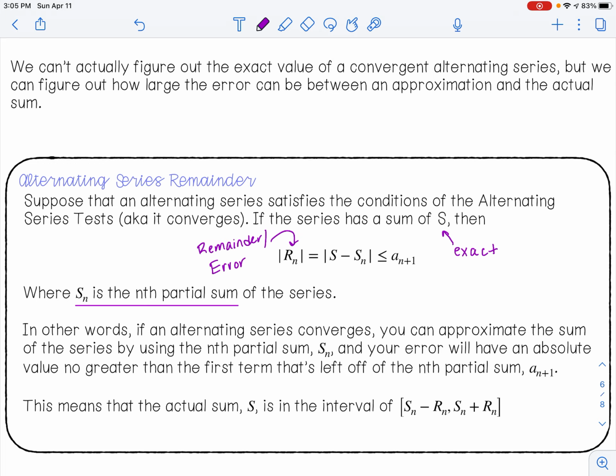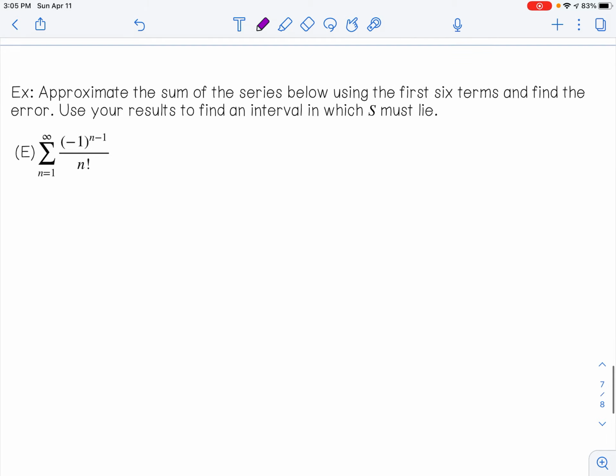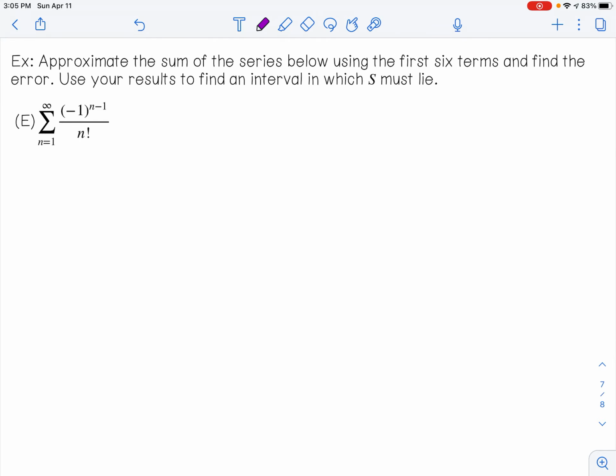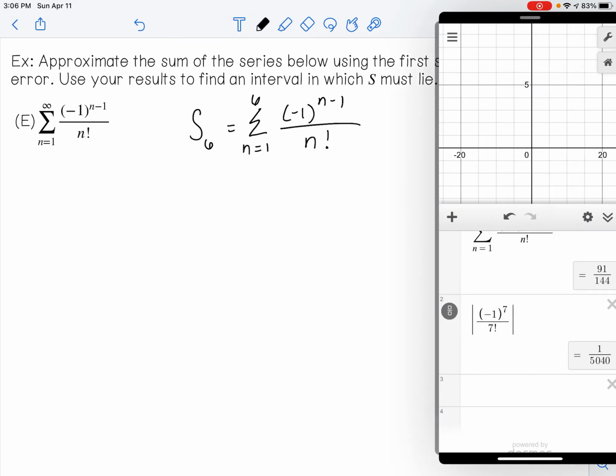So let's go through two quick examples to show you what that means and how to use this. This seems really confusing, but it's actually very simple. It's harder to remember than how to actually use it. So we're going to approximate the sum of the series below using the first 6 terms. That means find the 6th partial sum. So the first thing I'm going to do is find S sub 6, which is equal to the sum from 1 to 6 of this series. And now on my iPad, I don't have a TI calculator, so I'm going to use Desmos instead.